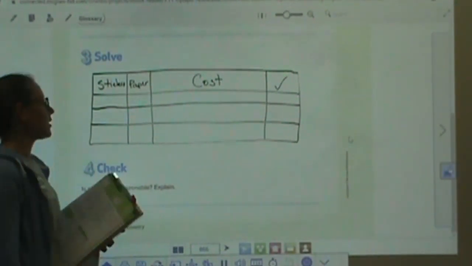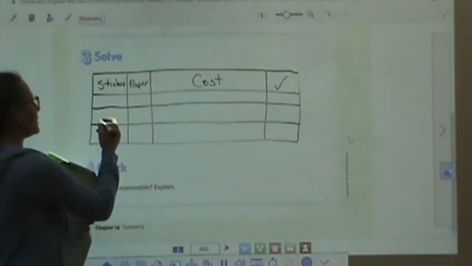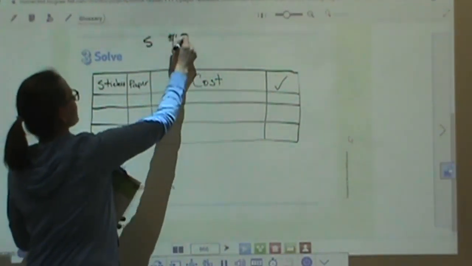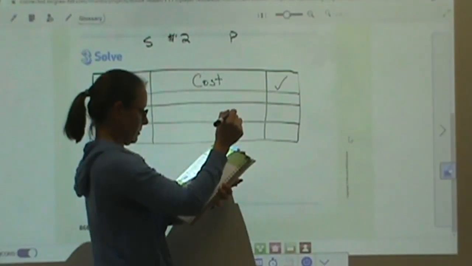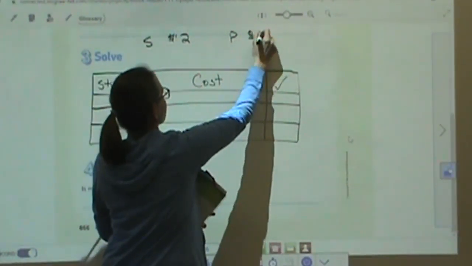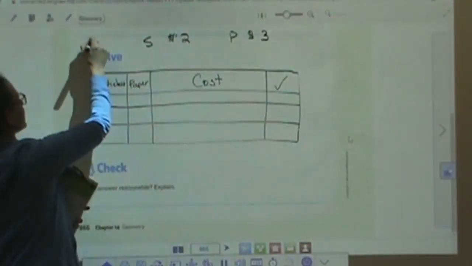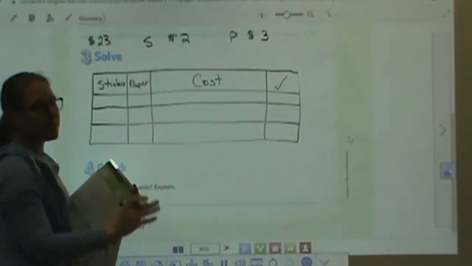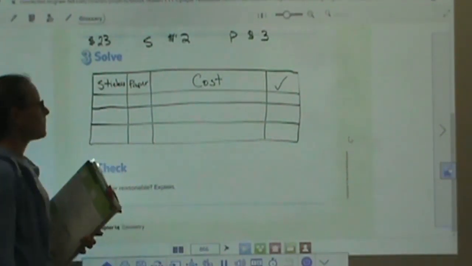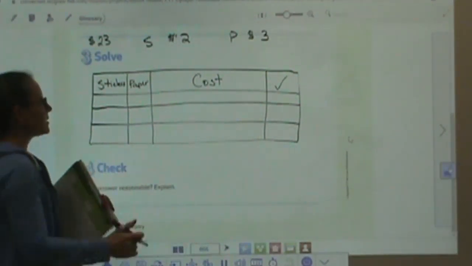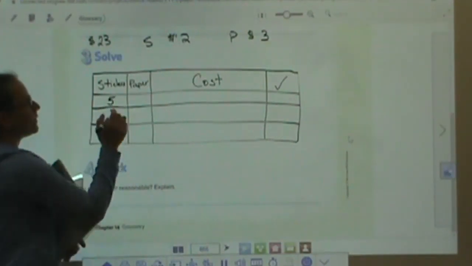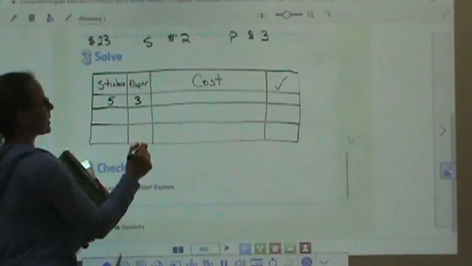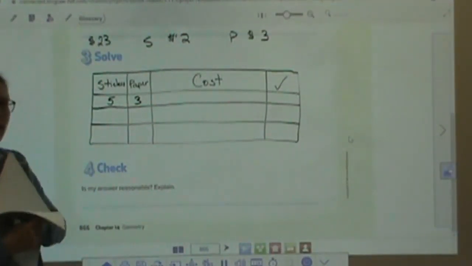Okay, so let's just start. First of all, I'm going to rewrite that the stickers are $2 and the paper is $3. And we need to know the combination to get the $23. I'm just rewriting because that was on the previous slide. So let's just make a guess. Let's say she bought 5 sheets of stickers and 3 packs of paper. So let's figure out that cost.